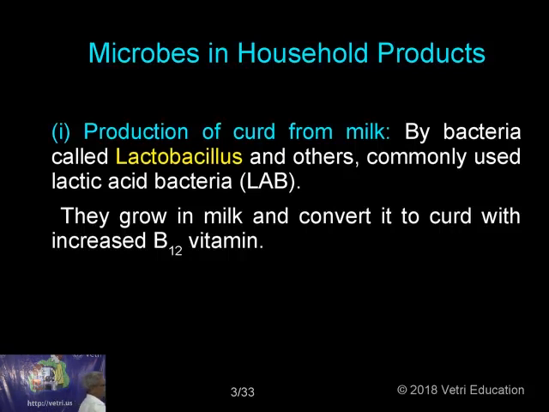The production of curd from milk is done by Lactobacillus and a group of microorganisms commonly called lactic acid bacteria. So, we use lactic acid bacteria, popularly called LAB. LAB means lactic acid bacteria. It's a group of bacteria. These lactic acid bacteria are responsible for converting milk into curd. They grow in milk and convert it to curd with increased vitamin B12. So that's why they say curd is better than milk from a nutrition point of view.